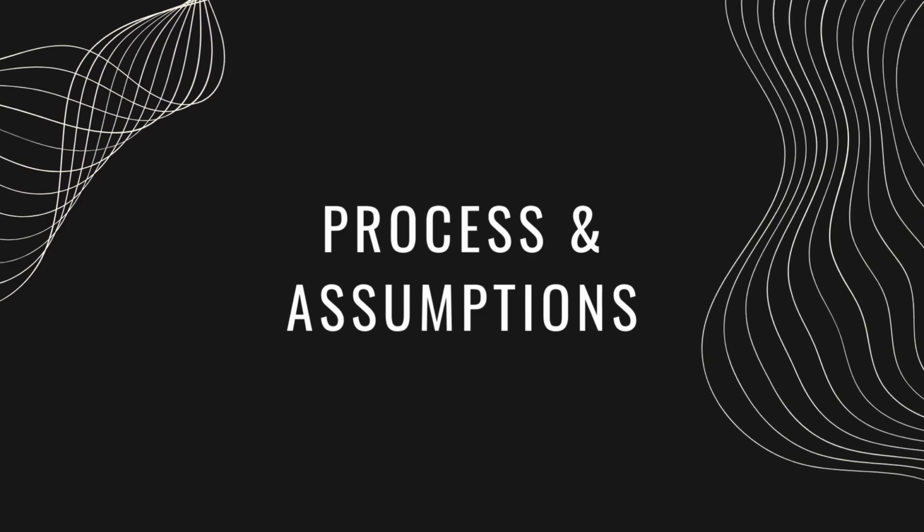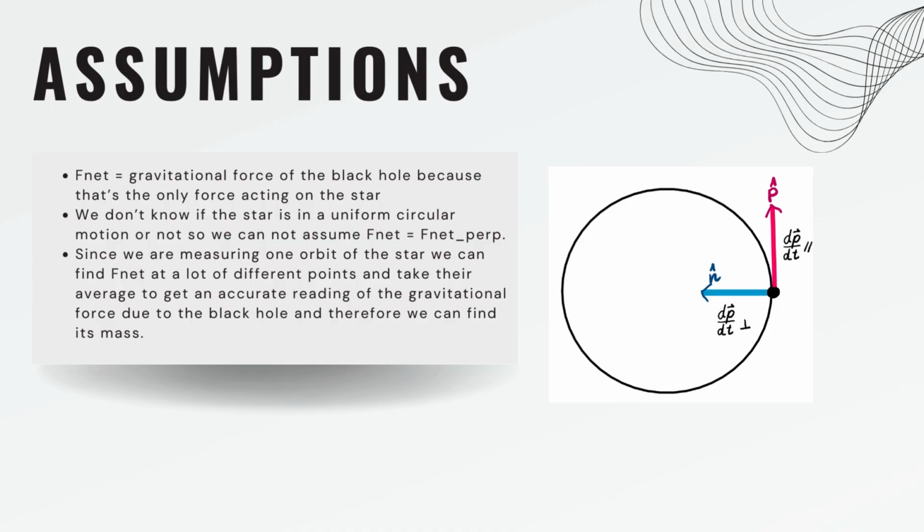For this lab, I assumed that F net equals the gravitational force of the black hole because that's the only force acting on the star. It's important to note that we don't know if the star is in uniform circular motion or not, so we cannot assume F net equals F net perpendicular. Also, since we are measuring one orbit of the star, we can find F net at a lot of different points and take their average to get an accurate reading of the gravitational force due to the black hole, and therefore we can find its mass.